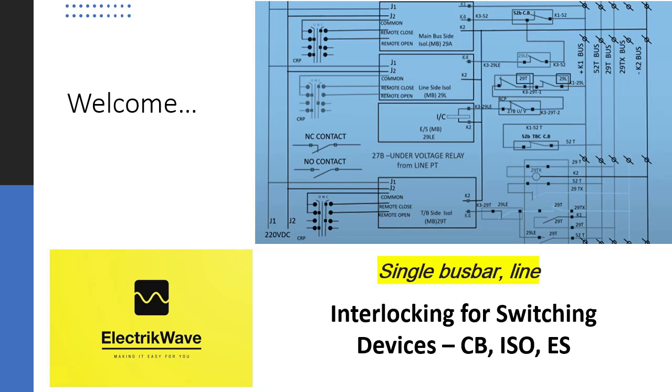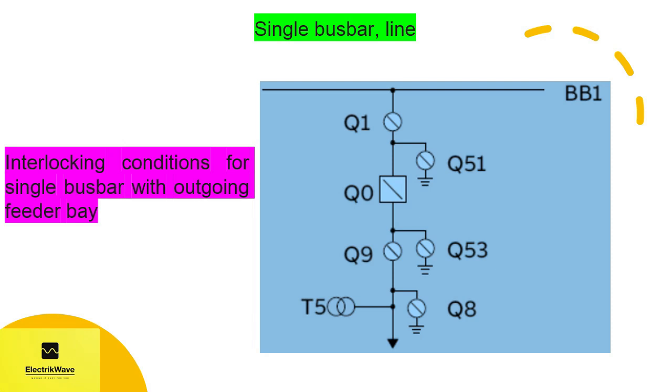Welcome. Let's understand interlocking for switching devices, that is circuit breaker, isolator or disconnector, and earth switch for line bay of single busbar arrangement. In this video, we will discuss interlocking conditions for single busbar with outgoing line bay.